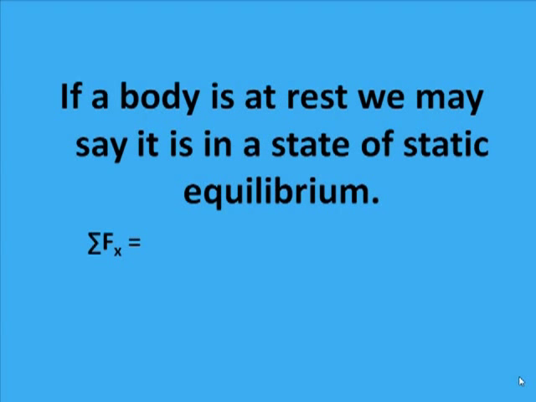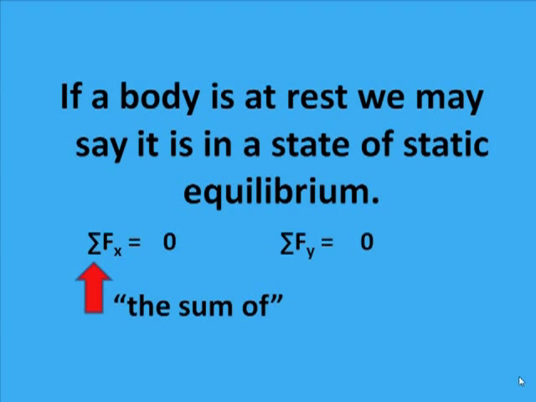Here's how we write that down mathematically. So here's how we write it. We can say the sum of every x component equals 0. Now that symbol there is the Greek sigma, capital S, meaning the sum of in math and in physics. And of course the sum of all the y components is 0.